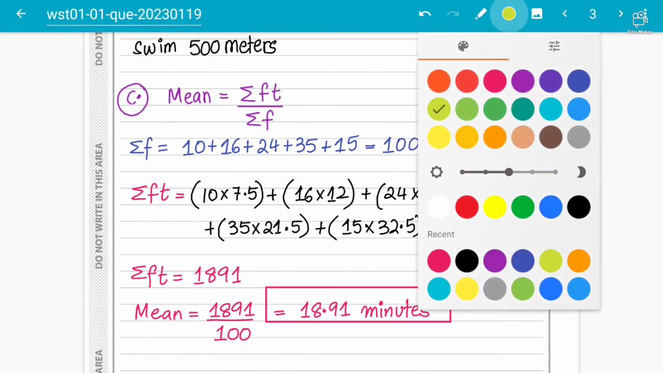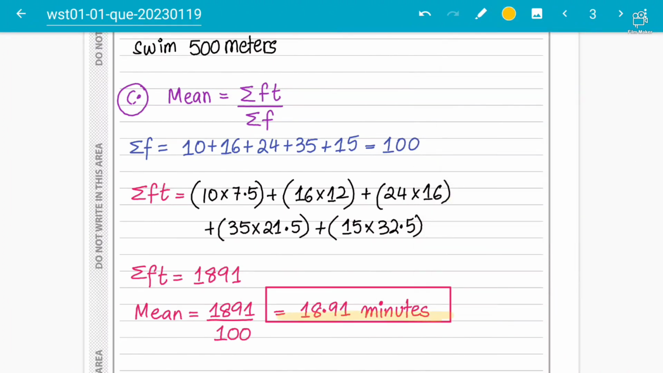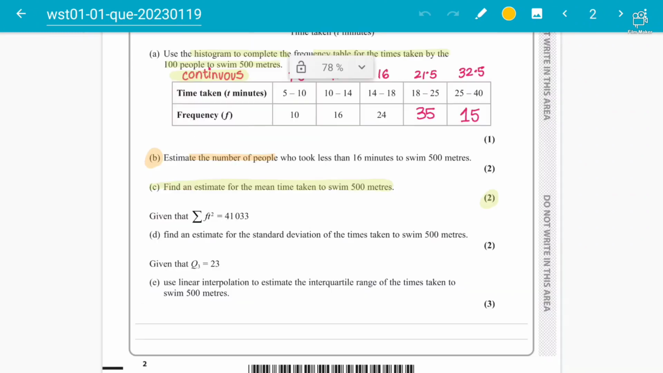Any questions up till now can be asked in the comment section. Moving forward, students, we have been given part D as well, where we have to find an estimate for the standard deviation of the times taken to swim 500 meters. It is only 2 marks, and we have been given the summation of ft square, that is 41,033, to make the workings easy.